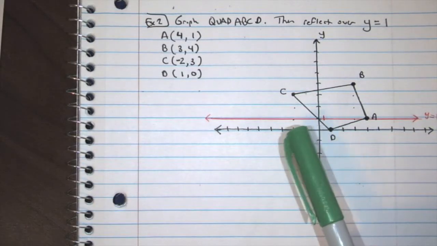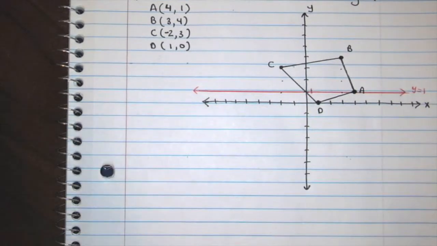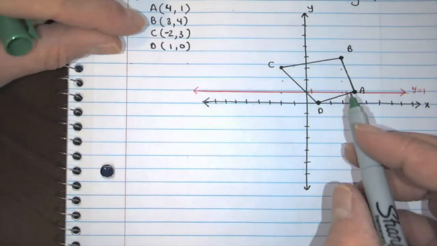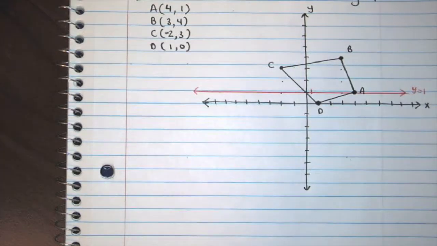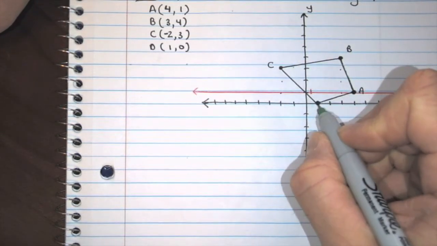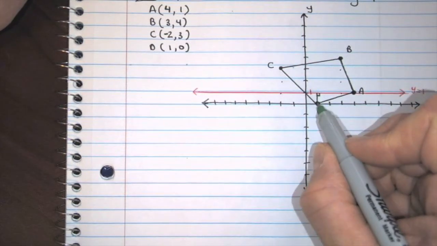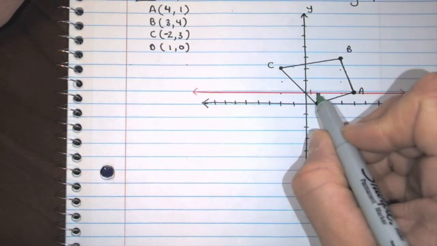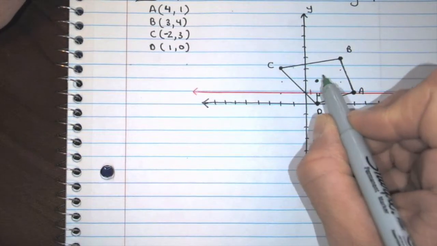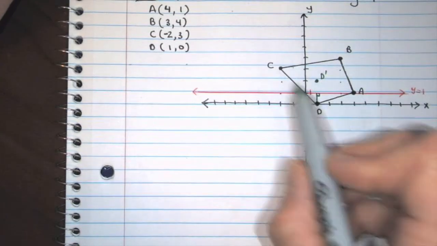I'm going to work with a green Sharpie. I'm going to work with a different color so you can see what's going on between the pre-image and the image. Alright, A, B, C, D. Time to reflect. Let's start with D up here. Everybody, you need to reflect D over this line. Now, go perpendicular. I'm seeing that distance is a distance of 1, so go 1 unit on the other side. There's D prime.